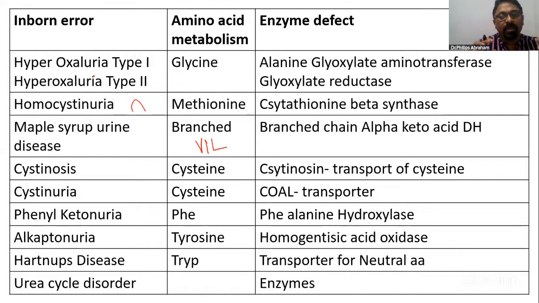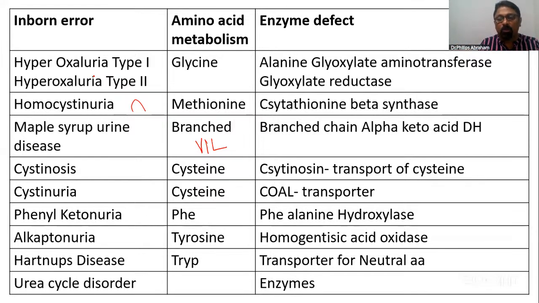What happens? There is a transporter to transport it across, maybe out of the lysosomes, and we need a protein for that. I have written here, cystinosin is needed. Any defect in that, what happens?